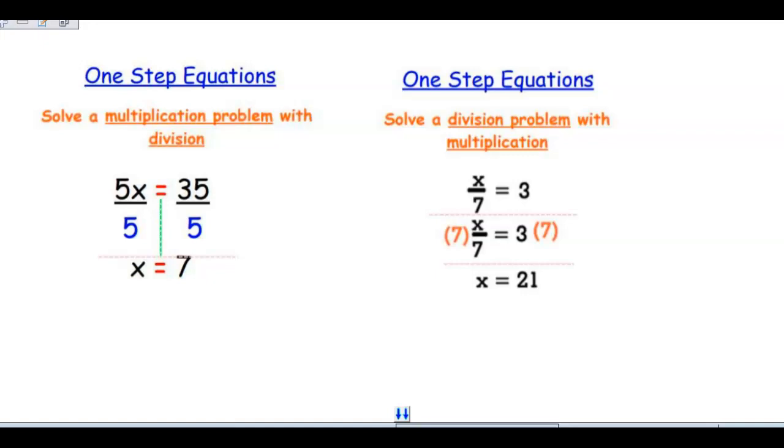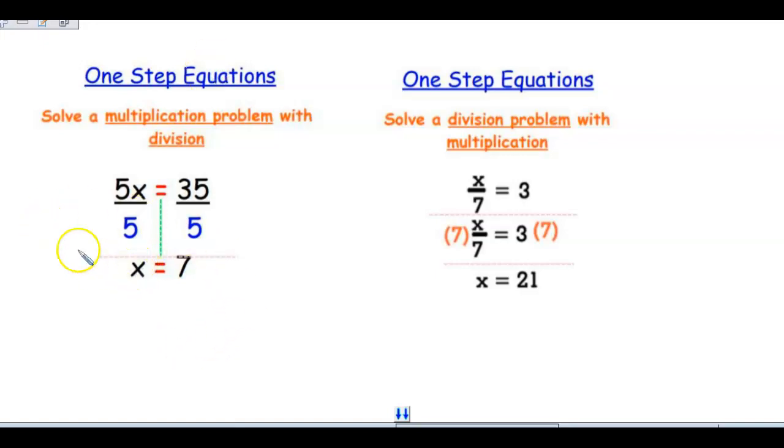Hello. Today we're going to talk about one-step equations that are multiplication problems or division problems. Just as we did with addition and subtraction, we want to do the inverse operation. And remember, inverse operation is when you're doing the opposite. So if the operation is multiplication, we're going to solve it by doing division. And if the operation is division, then we're going to solve it using multiplication.